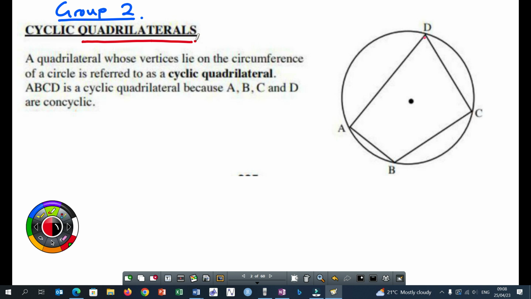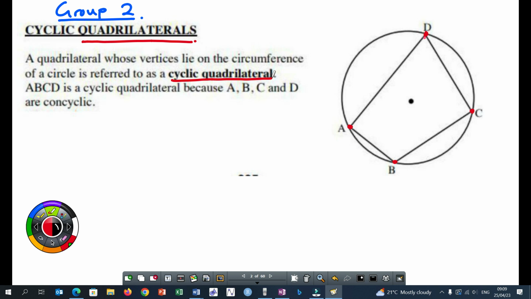So a quadrilateral whose vertices are on the circumference of a circle, like in this case, we have got vertex A, vertex B, vertex C, vertex D on the circumference. Those four vertices are on the circumference. Therefore, the quadrilateral has got a special name. It is called a cyclic quadrilateral because it is inside the circle and its four vertices are on the circumference of the circle.